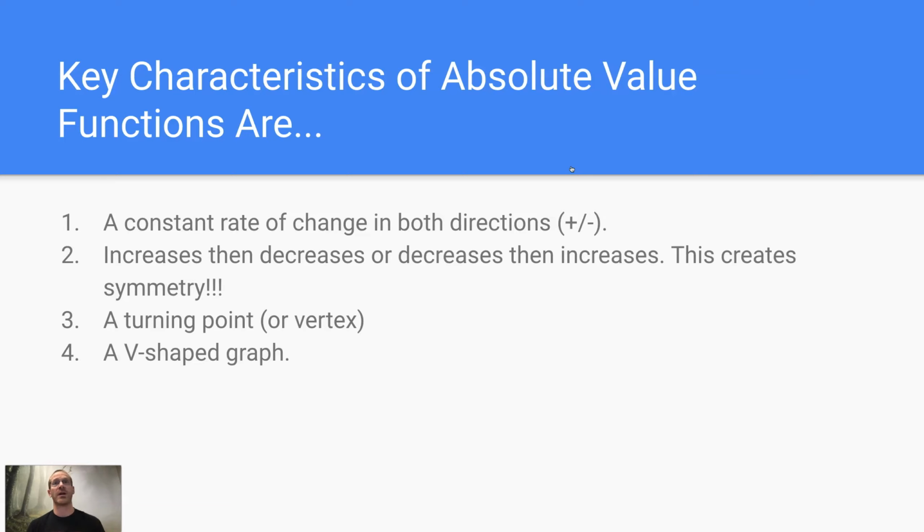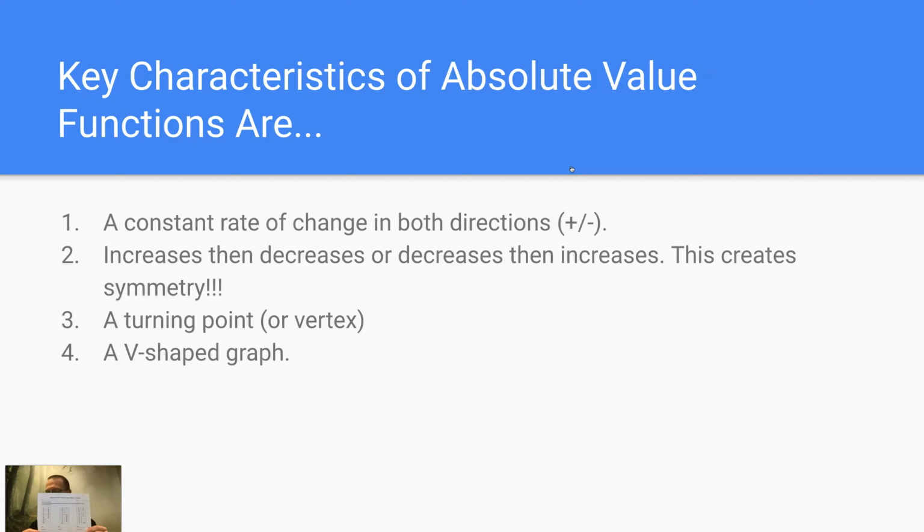Now, the turning point, our vertex, we should be able to find that. And what this means is that we get a V-shaped graph, and that V could be either way. It could be a right side up V or an upside down V, but we're definitely going to get that V shape. Now that we've summed all that up, once again, if you haven't written this down, pause the video and get this into your notes, so you can refer back to these things when you study for your assessments.